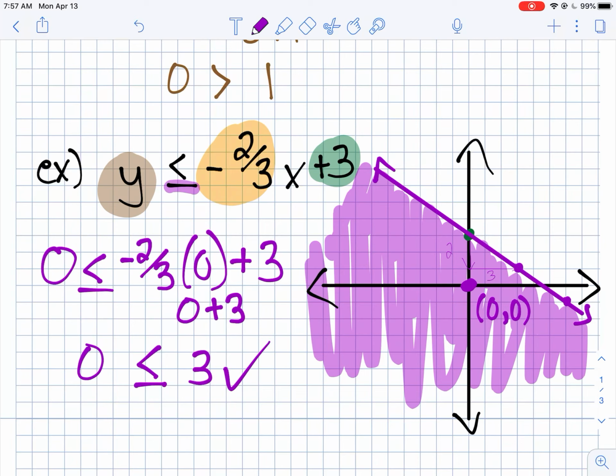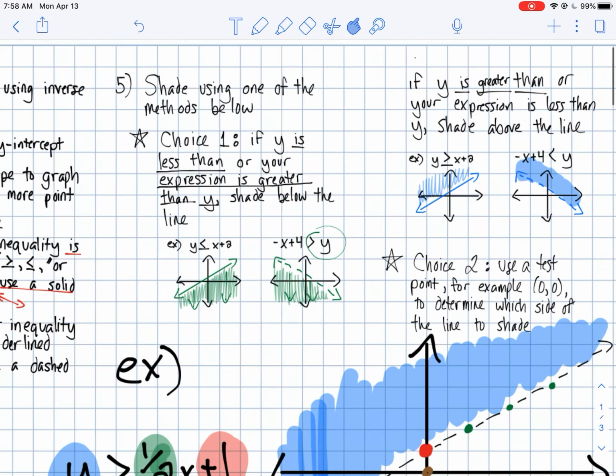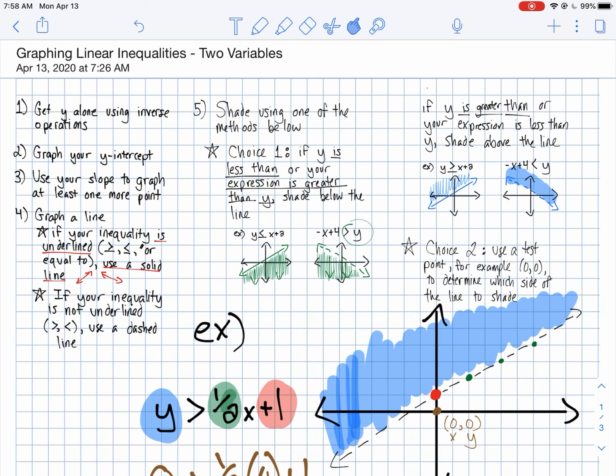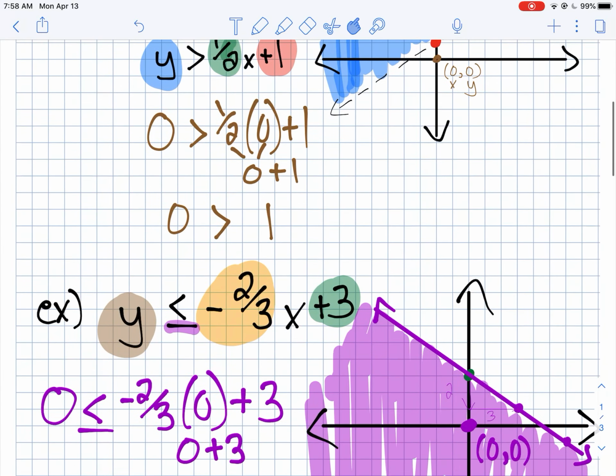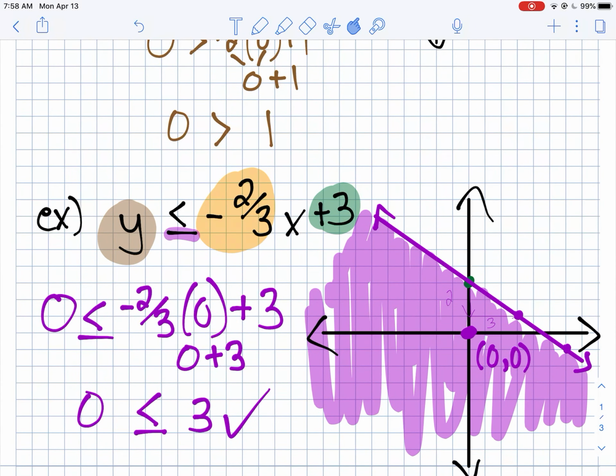All right, so that's basically graphing and solving linear inequalities with two variables. Remember, there are some steps involved here. The steps again: get y alone, graph your y-intercept, use your slope to graph some points, graph a line, and then determine whether you shade in above or below that line. And you've got a couple of choices. You can use a test point, or you can just say, okay, if y is greater, color above. If y is less, color below. And that is solving linear inequalities with two or more variables. We're going to give you some examples to practice.